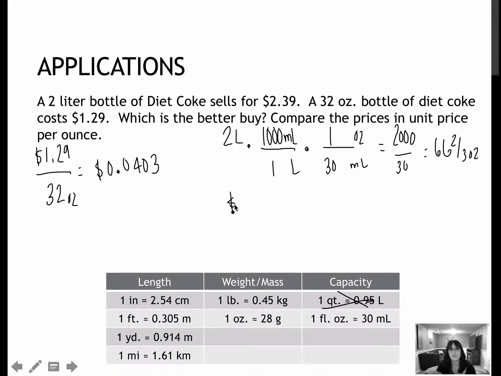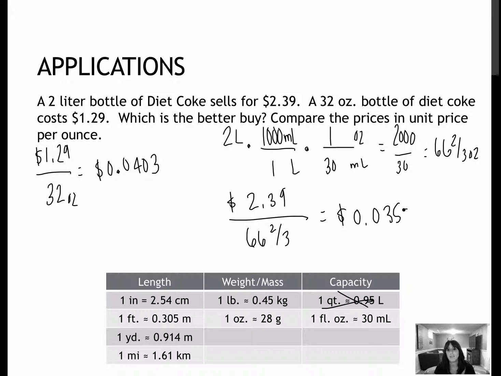I know that the price for that is $2.39. And so again, price per ounce, I'm going to take $2.39 divided by 66 2/3, and I'm going to find my price per ounce. When I divide those values, I get 0.03585-ish. Again, I am looking for a comparison between the about 4 cents per ounce to this, which would also round to 4, but obviously this price is lower. So the better buy would be the 2-liter bottle of Diet Coke for $2.39.